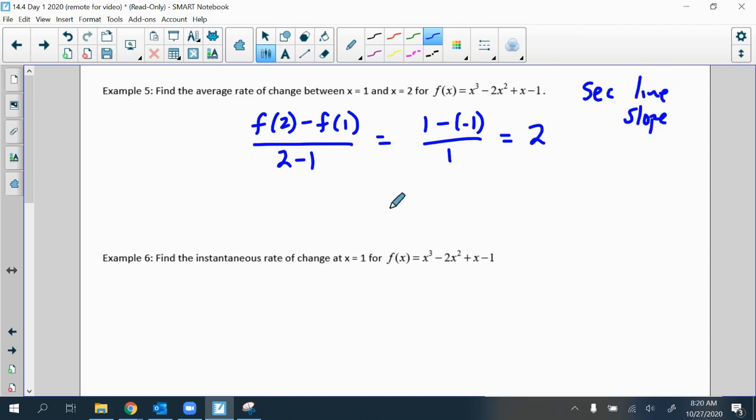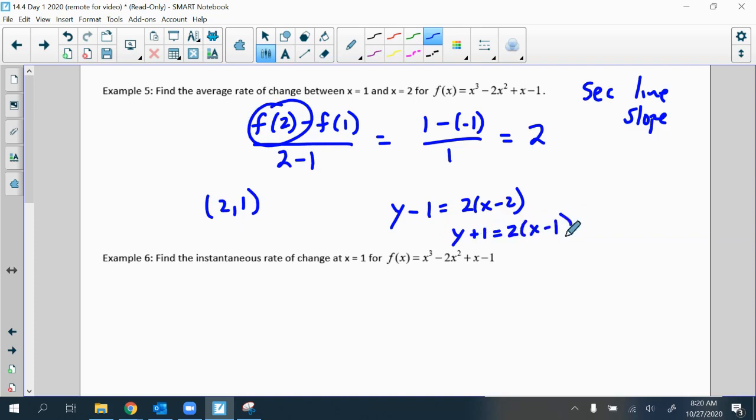And if I wanted to write the equation of a secant line, I could say y minus 1 equals 2 times x minus 2, because I know the point 2, 1 is on the secant line. I also could say y minus negative 1, or y plus 1, equals 2 times x minus 1, because I know that this point, 1, negative 1, is also on the secant line. Again, this is not the question, but if it was, I could say that.